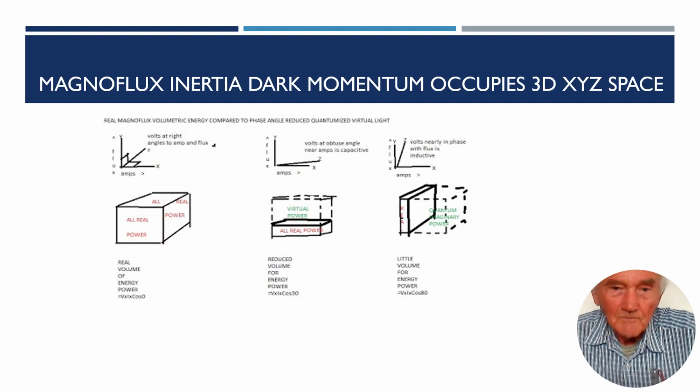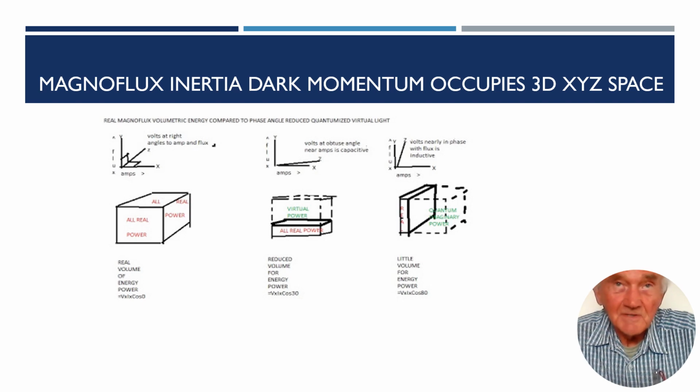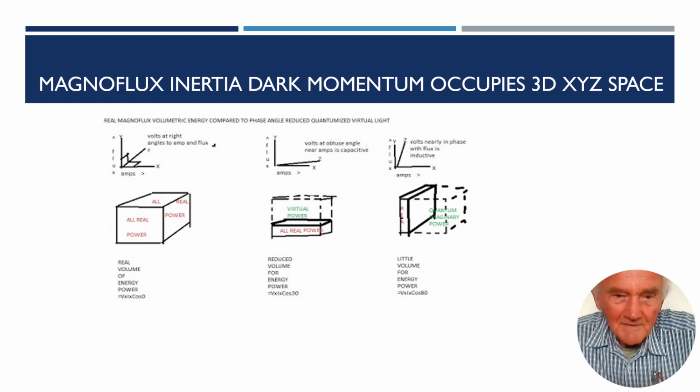Now we know that domestic electricity moves at the speed of light. Therefore, it must be made of MAGNOFLUX and not electrons or particles. And we show on the left-hand side here that it needs a volume, a cubic volume in which to exist. If that cube gets squashed, then in fact we get bars of light which is only reactive. It's quantized light.